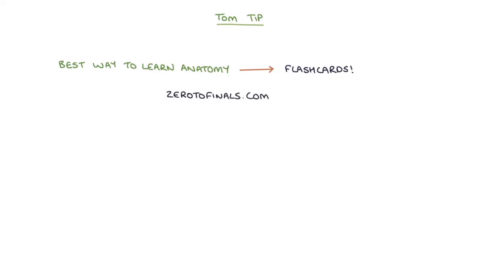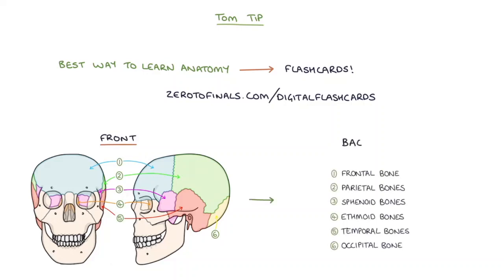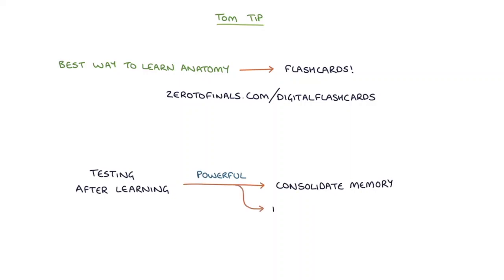A final Tom tip for you: the best way that I found to learn anatomy is by using flashcards. You can find flashcards to test yourself on the information we've just been through at zerotofinals.com/digital flashcards. You can keep running through the flashcards and testing yourself until you can easily recall each answer, and then when you can recall all the basic bones of the skeleton, you know you're ready to move on to learning each bone and joint in more detail. Testing yourself shortly after learning something is an extremely powerful way to consolidate that information in your memory and to retain it longer.